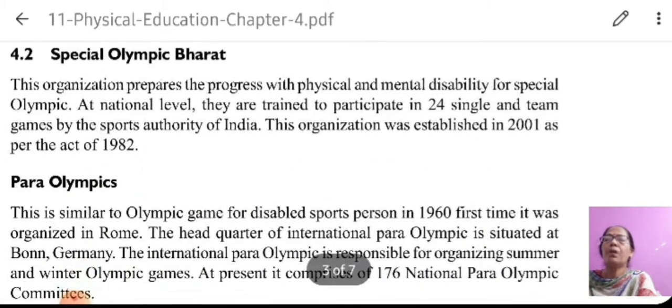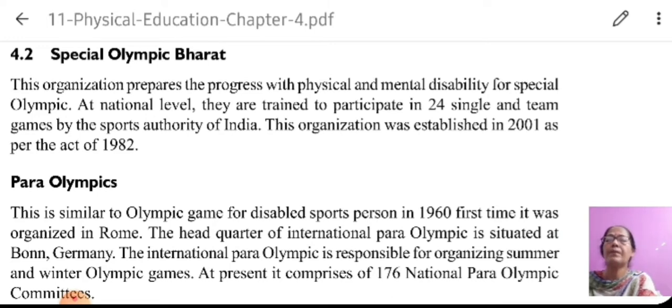Now, Special Olympics Bharat. The organization prepares persons with special physical and mental disability for the Special Olympics at national level. They are trained to participate in 24 single and team games by the Sports Authority of India. This organization was established in 2001 as per the Act of 1982.